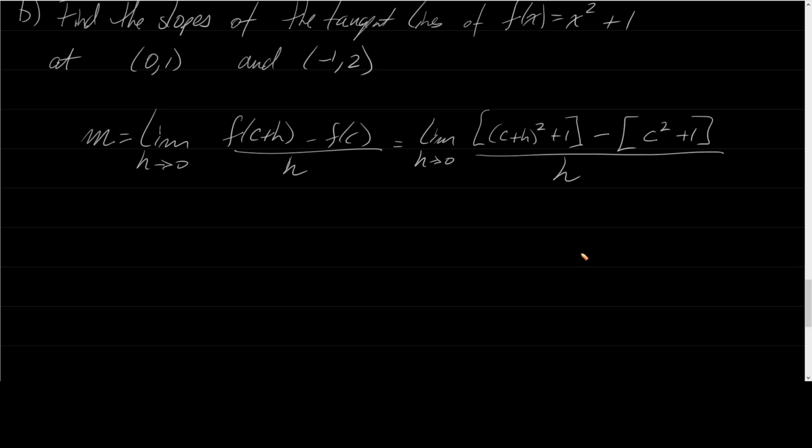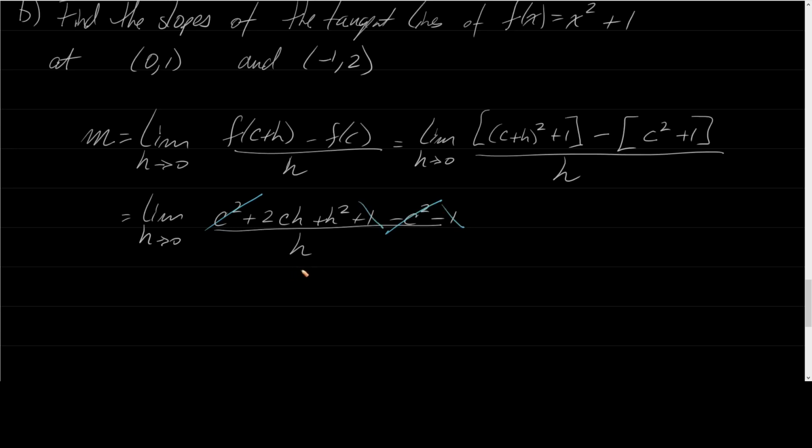Now let's go ahead and simplify this even more. So we have the limit as h goes to 0 of (c plus h) quantity squared, that's c squared plus 2ch plus h squared plus 1, distribute this negative, minus c squared minus 1, all over h. At that point, we see a few things cancel out. C squared cancels out with c squared, right? C squared minus c squared. 1 cancels out with a minus 1.